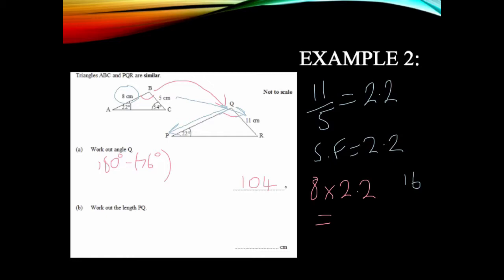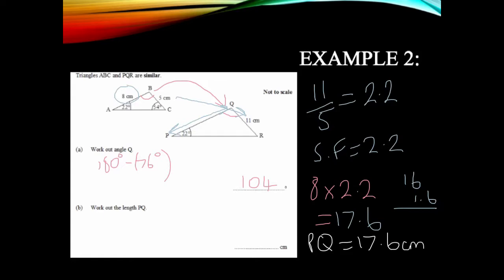8 multiplied by 0.2 is going to be 1.6. And we can add these two numbers up and we get 17.6. So the length PQ is going to be 17.6 centimetres.